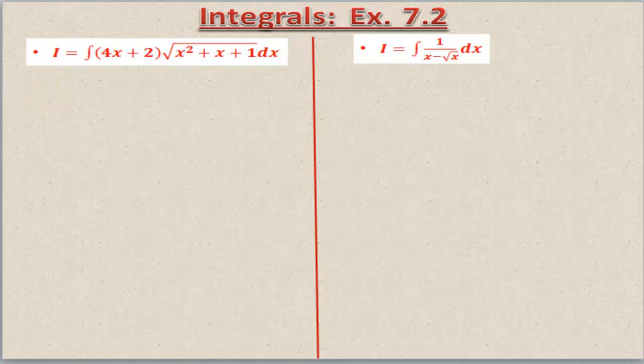So children, another warm-up exercise to learn how substitution makes integrating some of the functions so convenient and so easy for us. So here we go. See, the integral is 4x plus 2 getting multiplied with square root of x square plus x plus 1. So before we go for integration, we need to simplify it. For that, we will be using substitution.